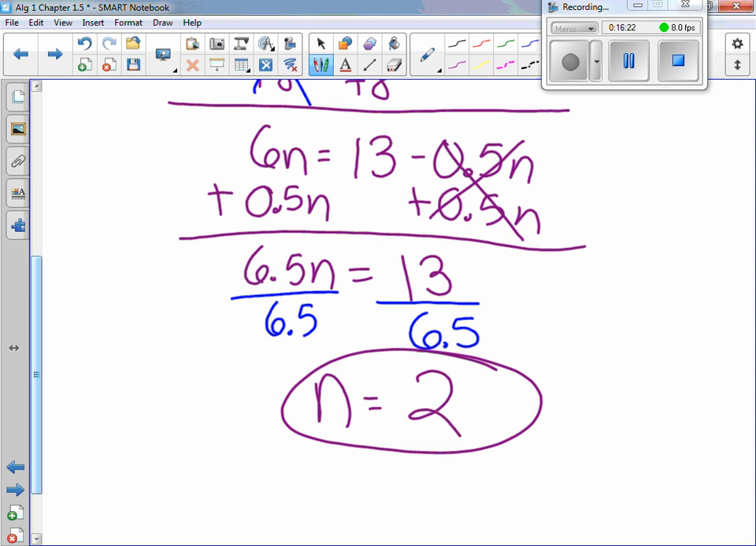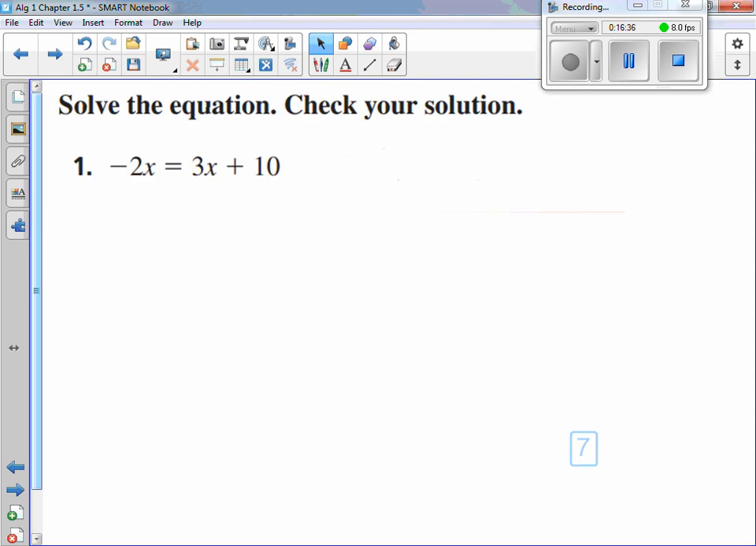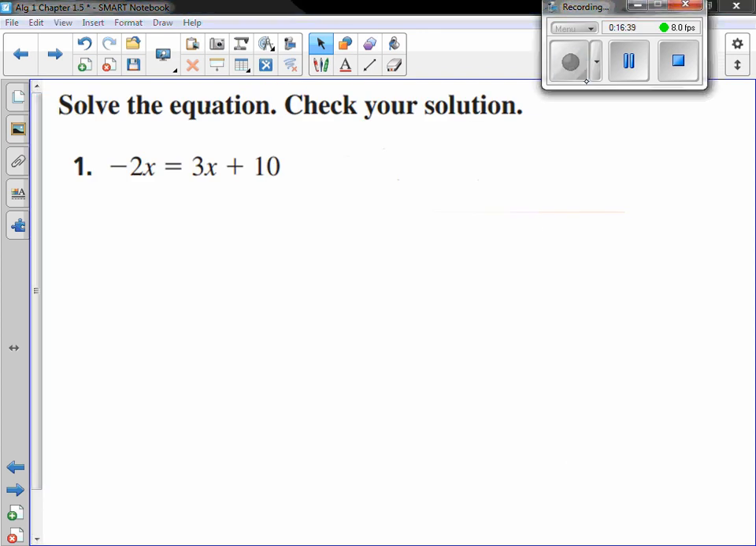We good? Any questions on this here? So if you have a little difficulty with the division key, you can also write it as a fraction. 13 over 6.5, and that will also give you the answer. All right, I want you all to try this one here on your own.